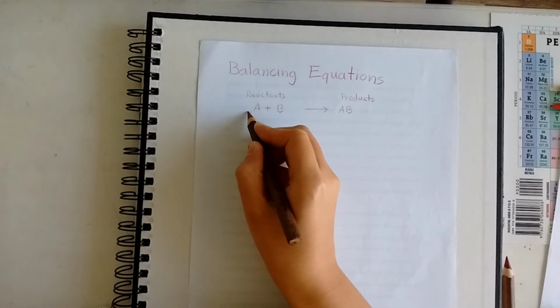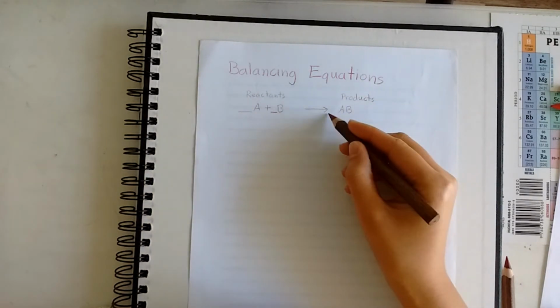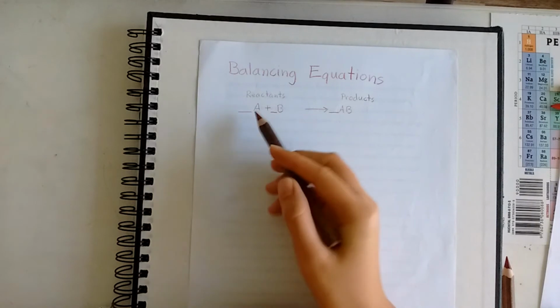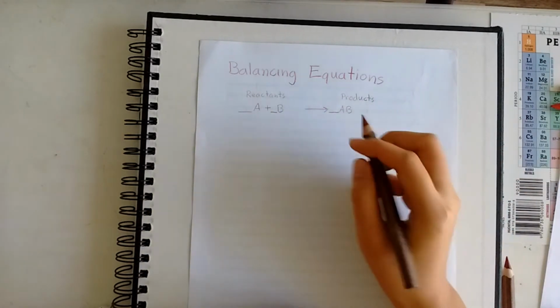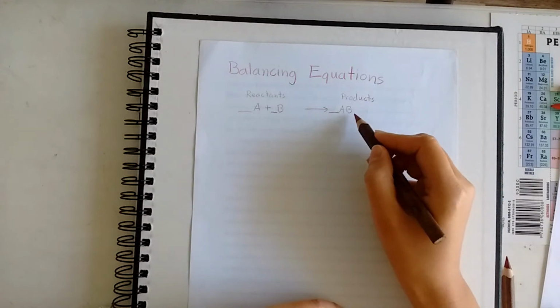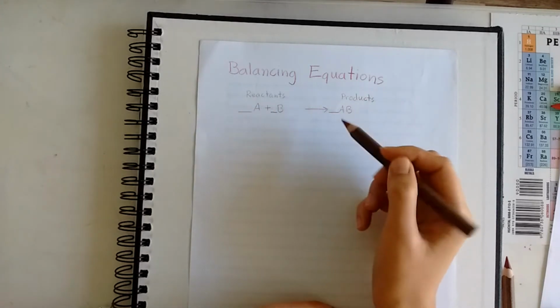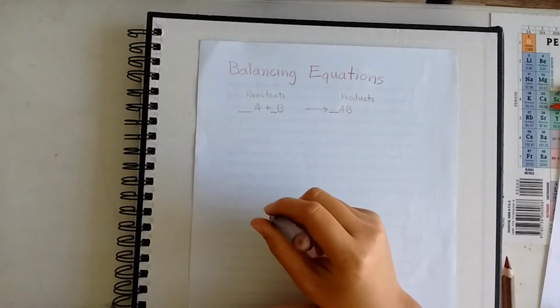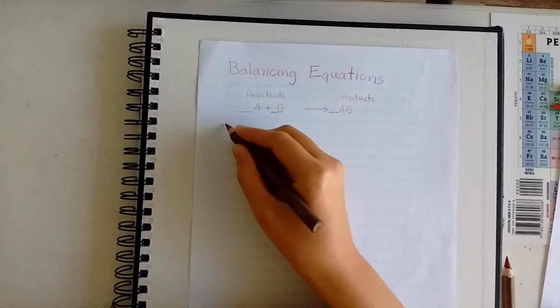the only things that we can change are to put numbers in these spaces, right? So numbers can go here, here, and here. We're not allowed to add subscripts here, here, here, or here, right? We can only put it here in front. So with that, let's try an example.